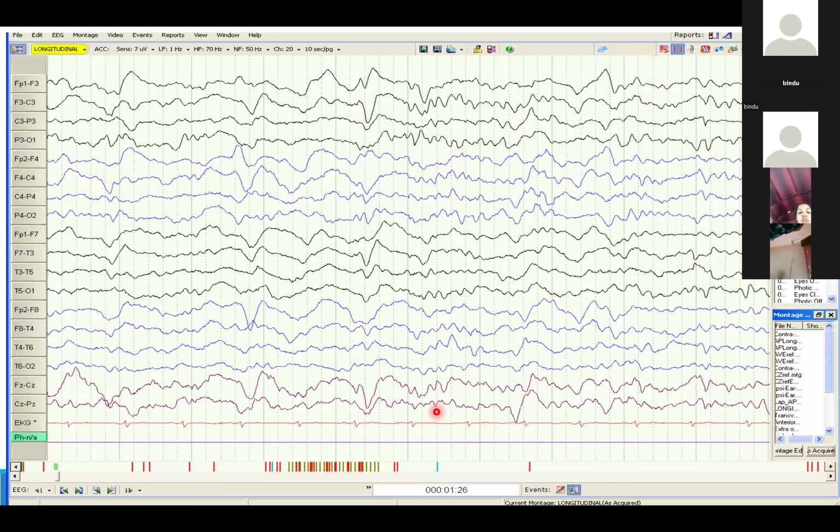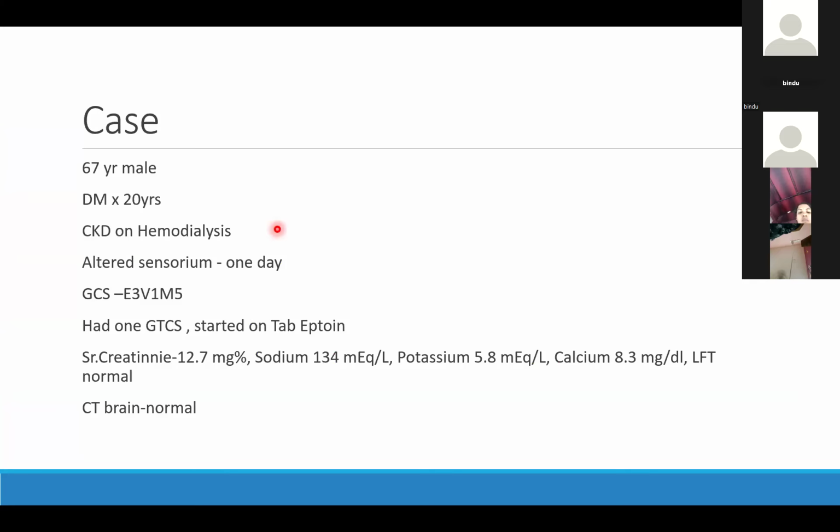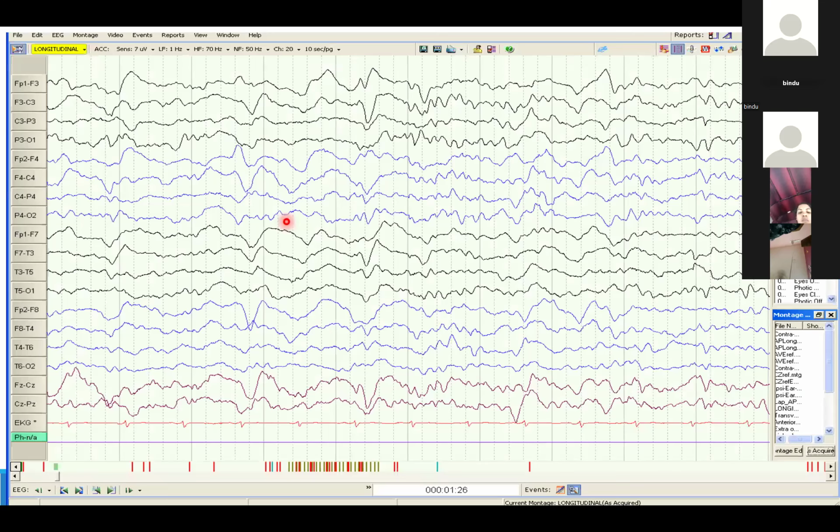This EEG is read in bipolar montage with a sensitivity of 7 microvolts. You can see bilateral slow waves, seen in the left more than the right hemisphere. And there are intermittent triphasic waves, occasional triphasic waves, predominantly expressed in the frontocentral regions. The state of the patient is GCS E3V1M5, a drowsy patient.